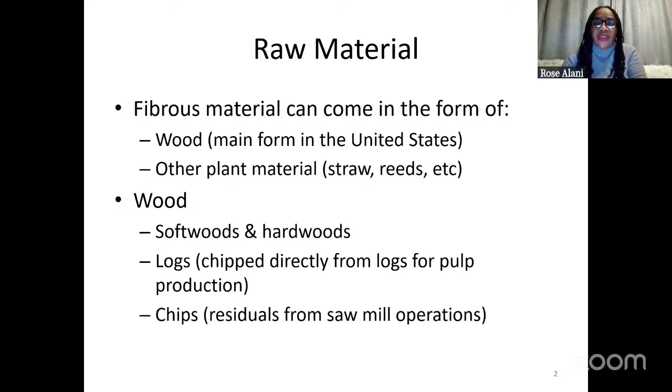You have logs, the bigger pieces of wood. Of course, they must have some size that is acceptable for the process. And then you have chips, which are much smaller. You can get them as residuals from sawmill operations, and you can even chip the wood by yourself the way you want it, to small sizes for it to go into the mill, the pulping mill.